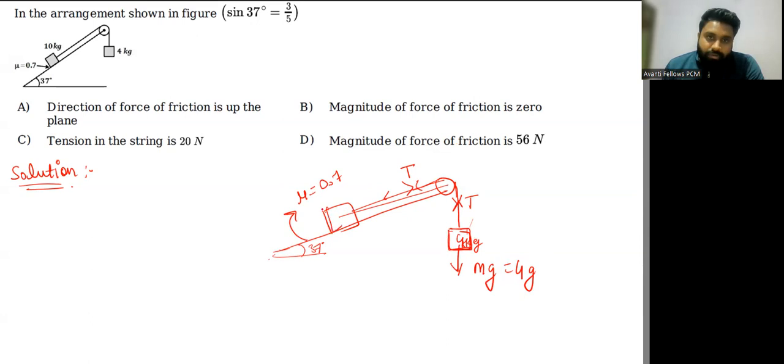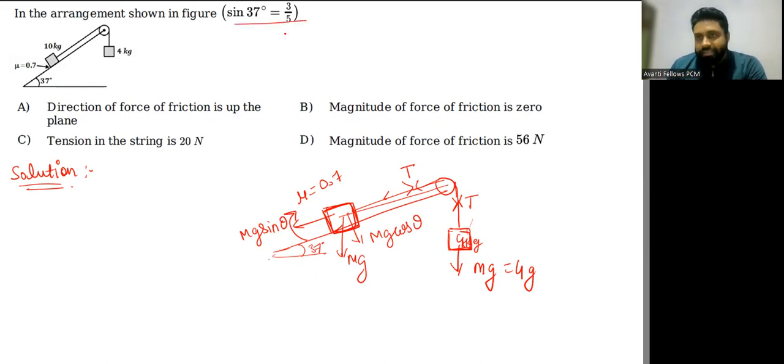And in this block, the weight will act downward, but you have to resolve it into mg cos theta and mg sin theta. Theta is given as 37 and sin 37 is directly given to you. So you have to calculate the net pulling force on this. And that is why we are calculating this, because the net pulling force is going to decide the direction of motion, and the direction of motion tells us where the friction will act. Okay? So mg sin theta we have to calculate.